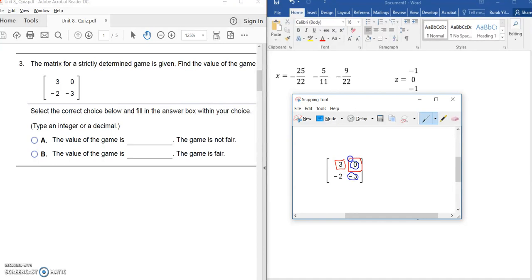So now, do we have an entry that has both a circle and a box on it? Yes, we do, which is 0. So that's the saddle point. The value of this game is 0. So is this game fair or not fair? If the saddle point equals 0, this is a fair game. If it's equal to anything other than 0, it's not a fair game. So since the saddle point is 0, you mark B, it is fair.